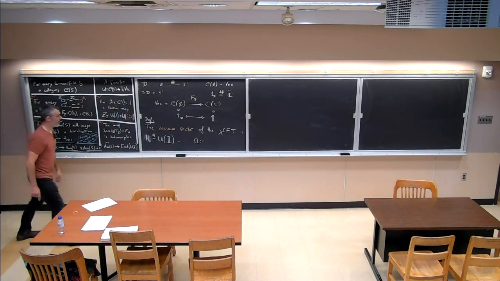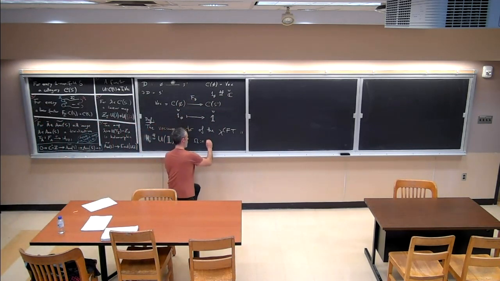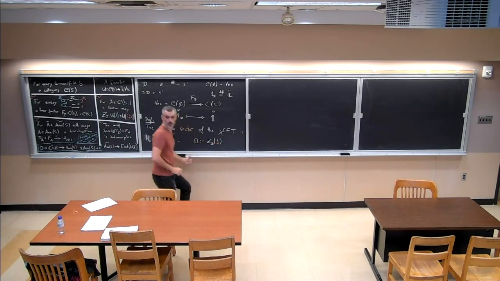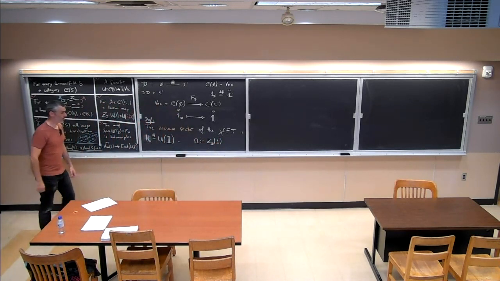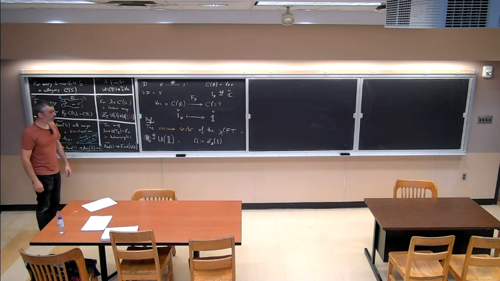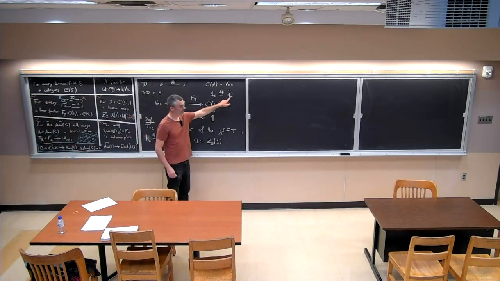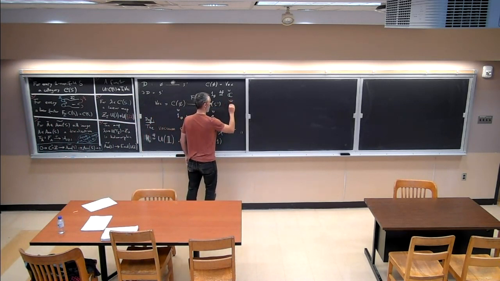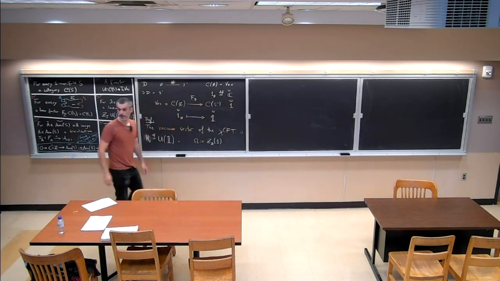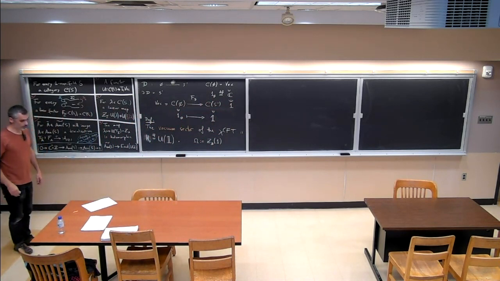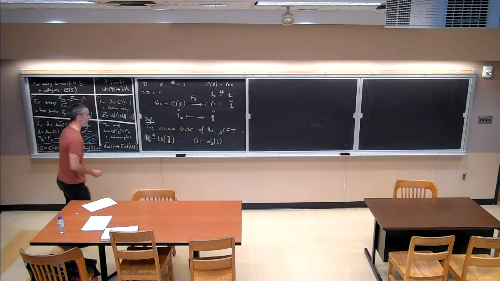So we have Z sub disk of 1, where 1 is now the element 1 inside C. So in C we have 1. And that is called the vacuum vector.